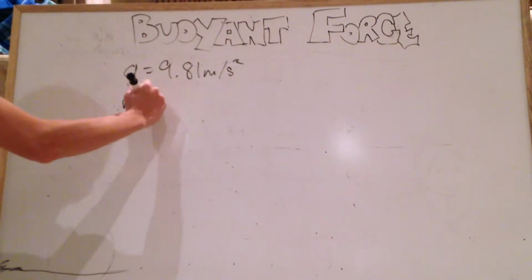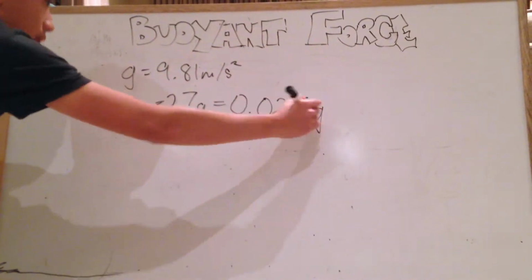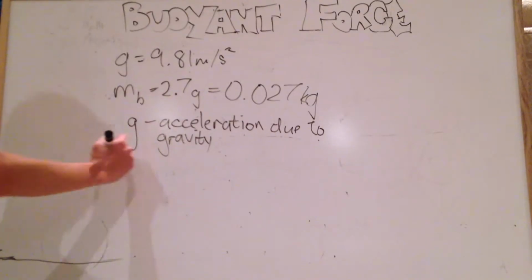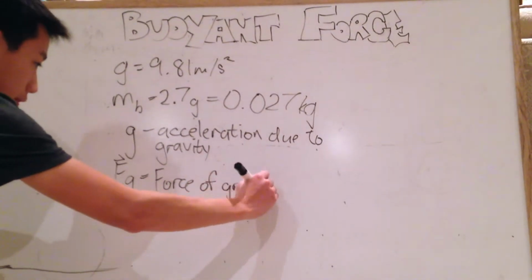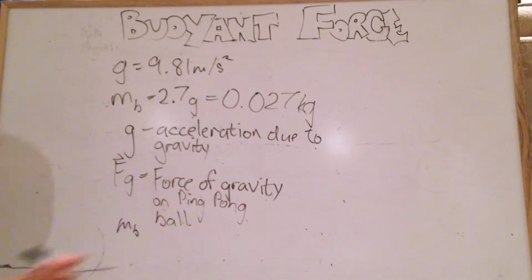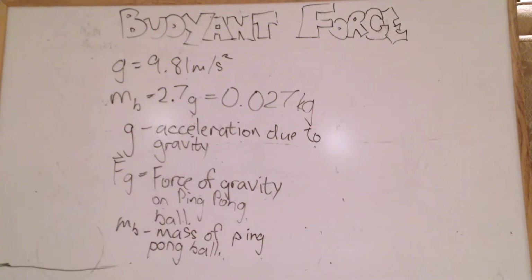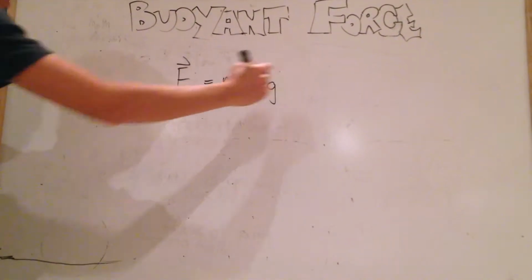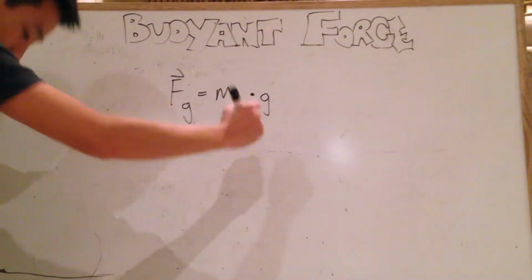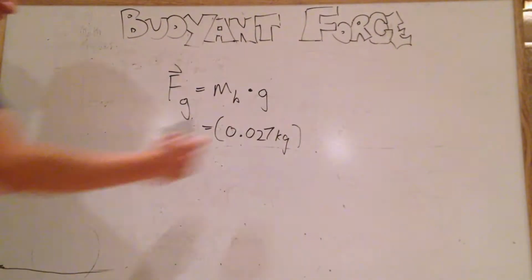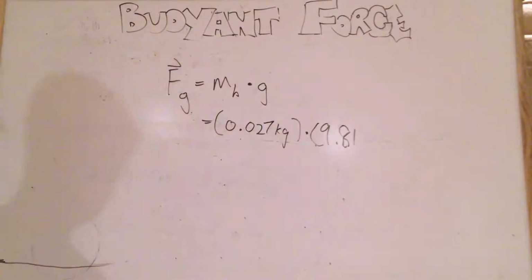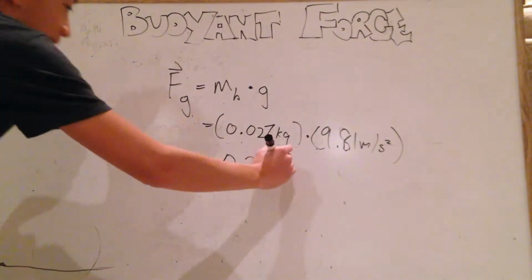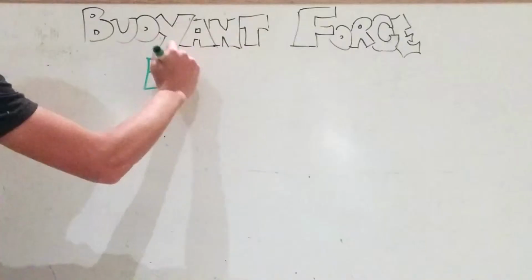Now we need the force of gravity on the ping pong ball. To calculate this, we need the mass of the ping pong ball and the gravitational acceleration. The mass of the ping pong ball is 2.7 grams, and the acceleration is, of course, 9.81 meters per second squared. We then use Newton's second law, force equals mass times acceleration, to calculate the force of gravity on the ball. In this case, the mass is the mass of the ping pong ball, and the acceleration is the acceleration due to gravity. We have calculated the force of gravity to be 0.265 newtons.